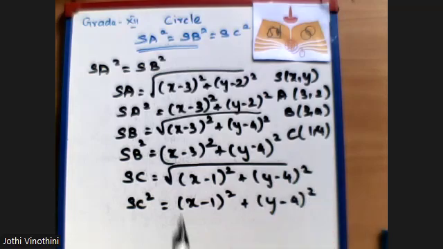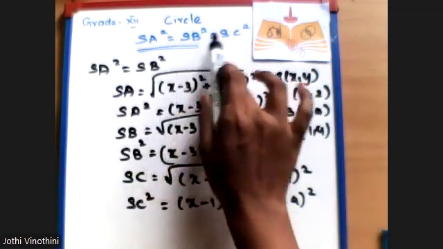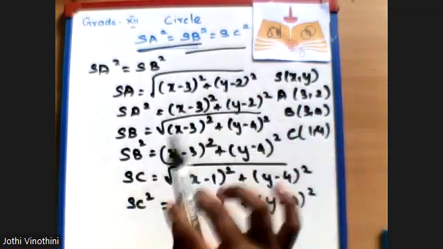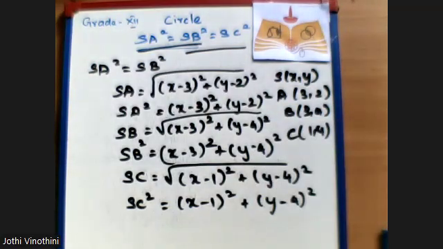So now we have SA squared, SB squared and SC squared. Now we are going to separate this equation into two parts and solve it, and we will find the center. Okay, I will give you 1 minute so that you can copy this down.